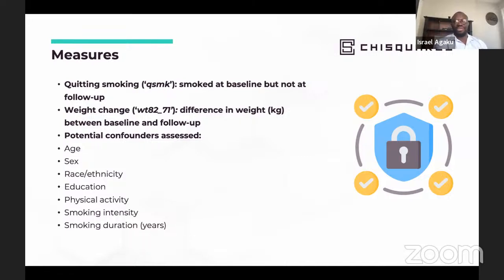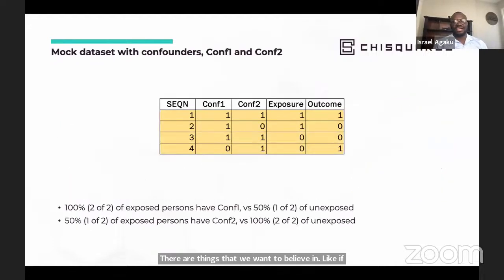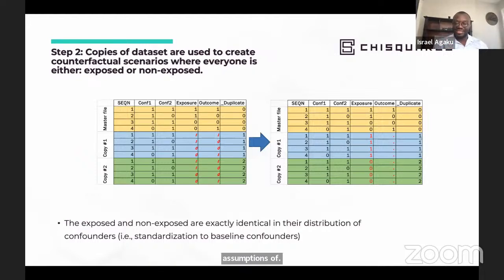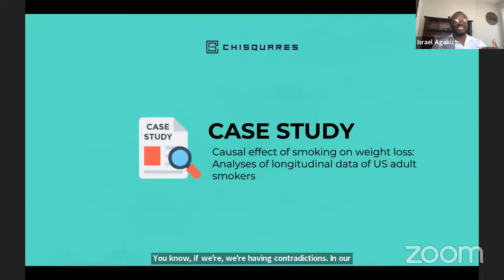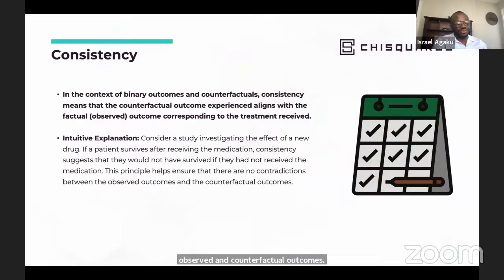Like if Mary took the pill and Mary died, then remember one of the assumptions of causal inference is consistency. Consistency means that we are now in a real pickle if Mary took the pill and died, and if Mary did not take the pill, she would still have died counterfactually. That is not adding up. We're having contradictions in our observed and counterfactual outcomes. So that's why we say that for consistency, if Mary took the pill and died, then we want to believe that if Mary did not take the pill, Mary would not have died.